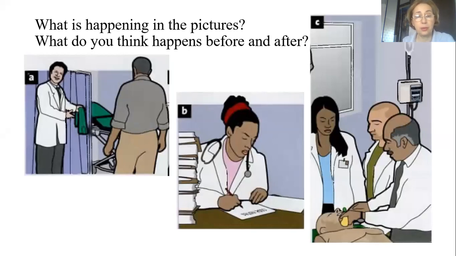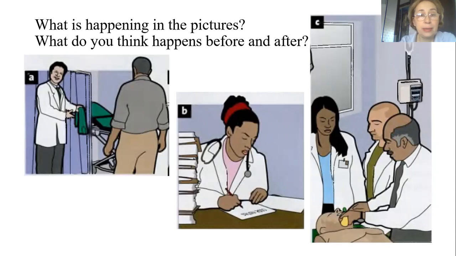Here you can see several pictures illustrating some situations in general practice and in medical practice. The task is to answer the questions that are on this slide: what is happening in the pictures, and what do you think happens before and after this? So, who would like to say something about the first picture? What is happening in picture A?